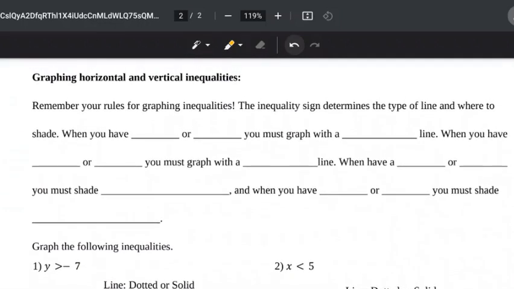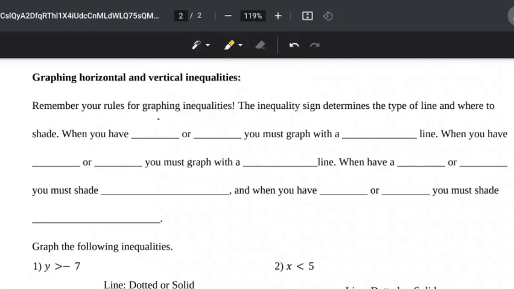So, graphing horizontal and vertical inequalities. Those were equations. Now we're going to inequalities, so there's going to be some shading involved. Remember your rules for graphing inequalities. The inequality sign determines the type of line and where to shade.